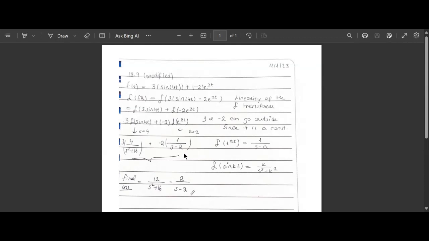The final answer reads as what? I couldn't see it. It's 12 over s squared plus 16. Oh, okay. No, on the left hand side. Here? On the left hand side, you should write L, the Laplace with parentheses, f of t, close parentheses, and then the rest of it. Oh yeah, sorry.